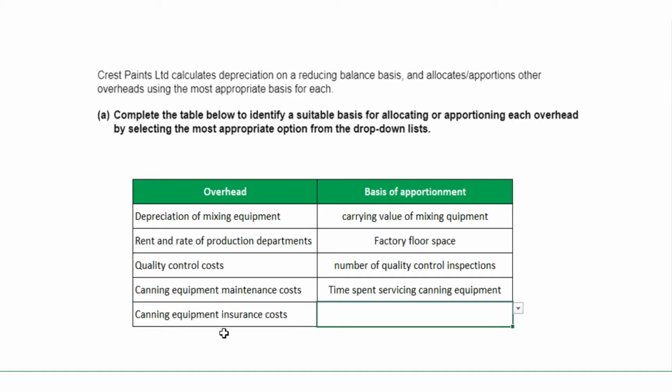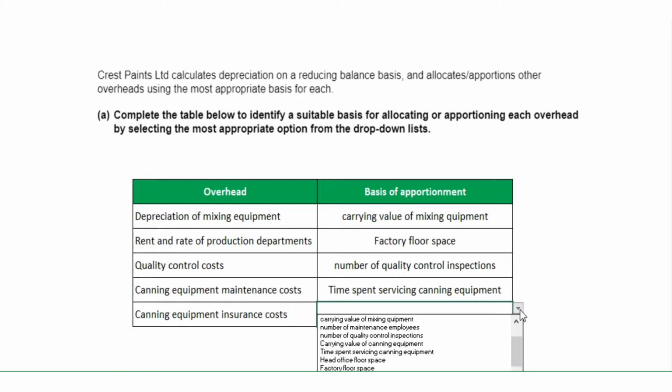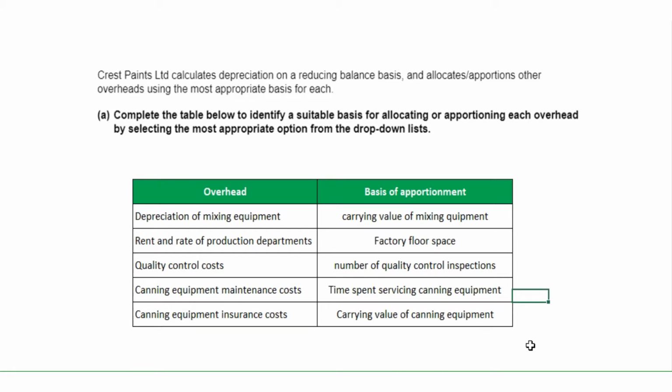And then canning equipment insurance costs. Now insurance is not often done off of net book value or carrying amount. So this is canning equipment, carrying value of canning equipment. And that is how you go about deciding the basis of apportionment. Next we're going to go on to have a look at part B, where we do a reapportionment.